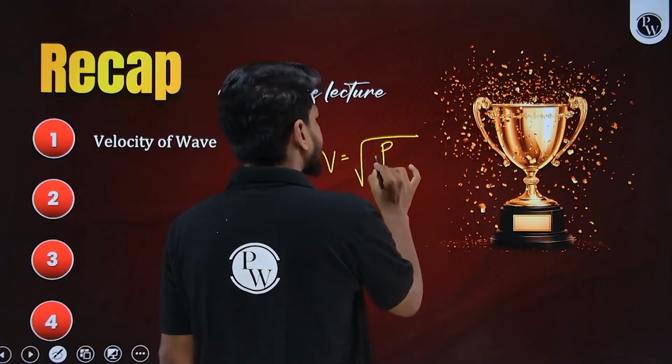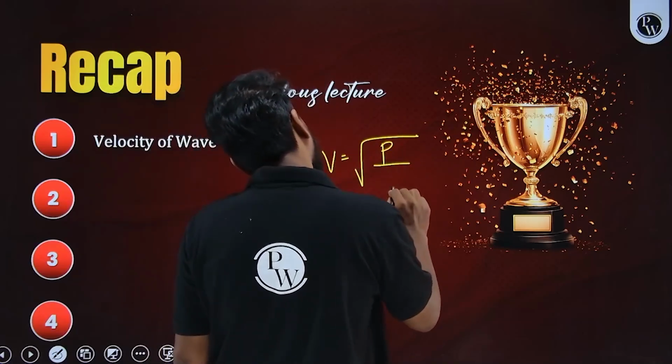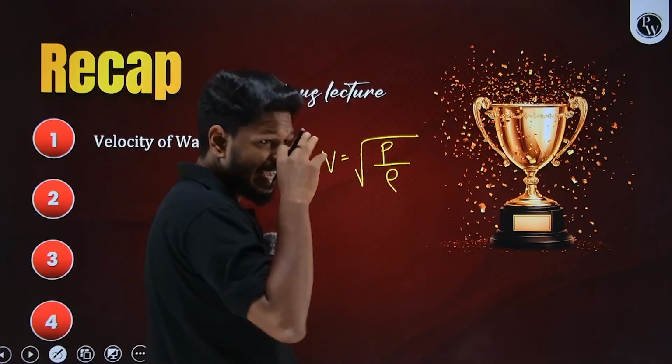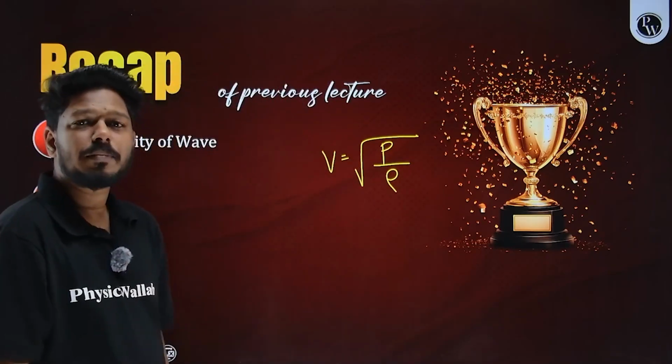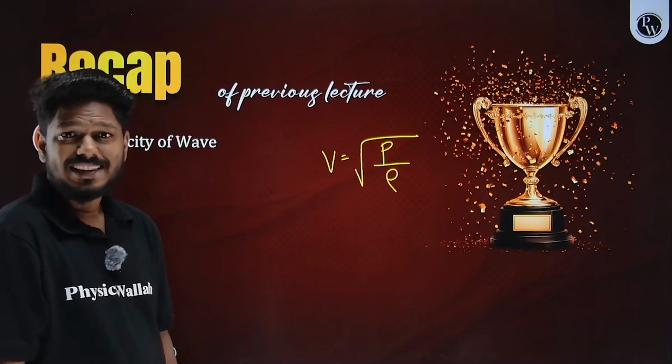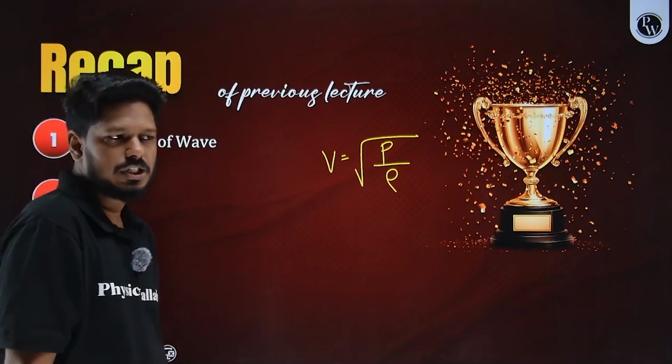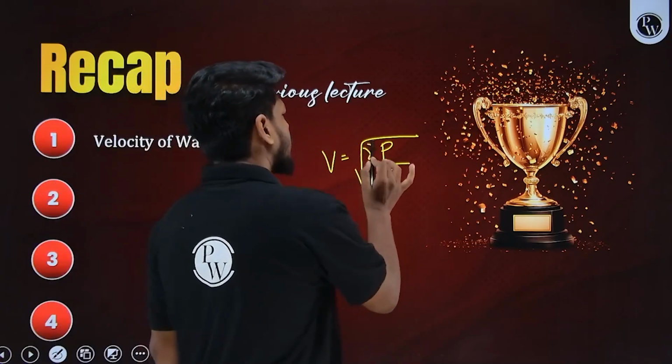So initially it was P divided by rho. They assumed that gas is isothermal in nature, but after doing some experiments they found what? The gas is adiabatic in nature. Therefore they have to include this gamma.